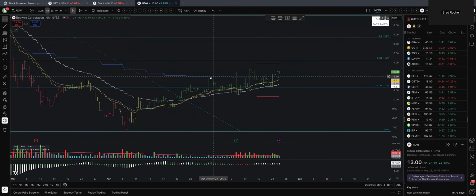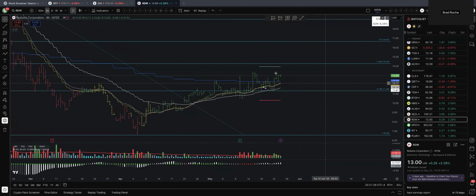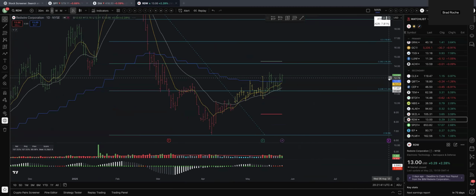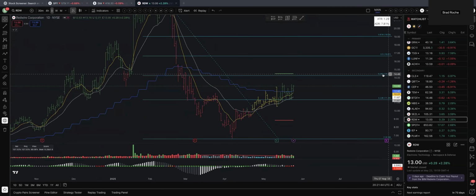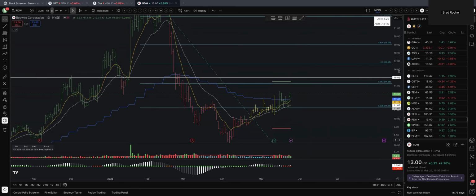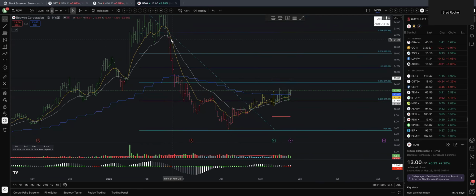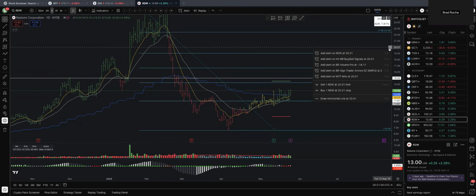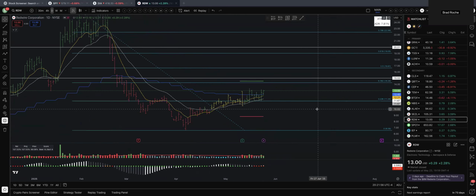So I am looking for, if we can get a dip back to this support right here around 12.50, I'd like to pick up some calls for an upside move, potentially up into $15. And if we break through 15, there's no resistance through here, and we could easily rip to 20 very, very quickly. So keep an eye on that one. And then Rocket Lab is in the same boat.